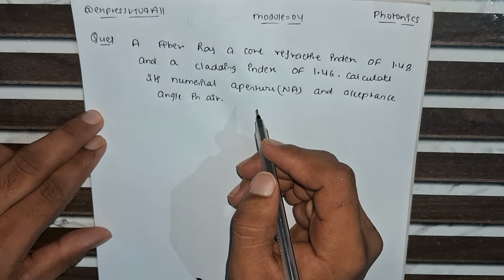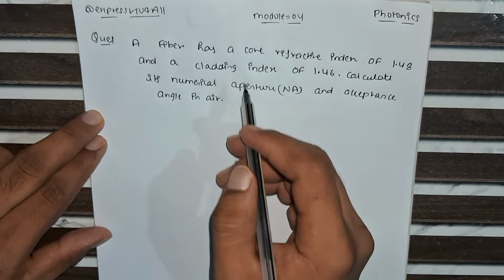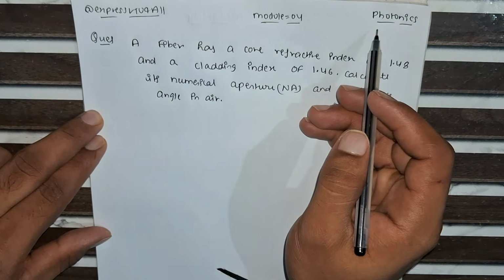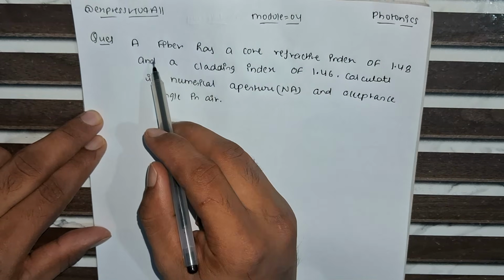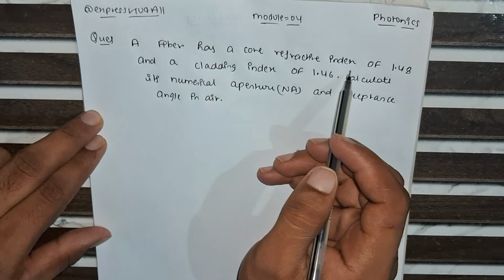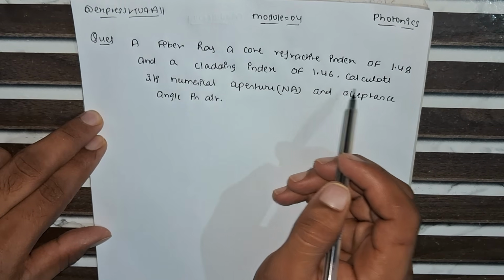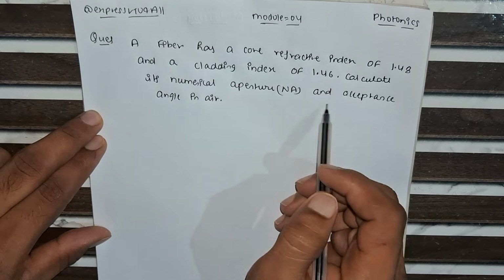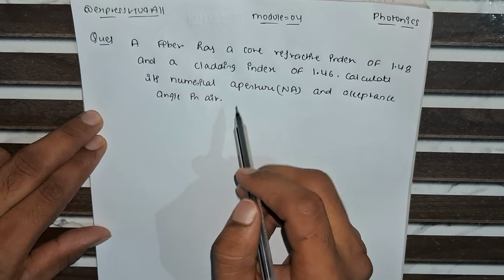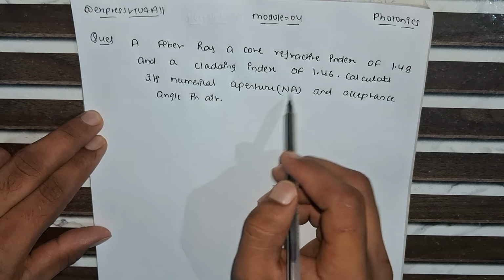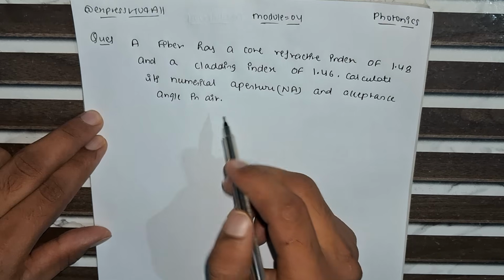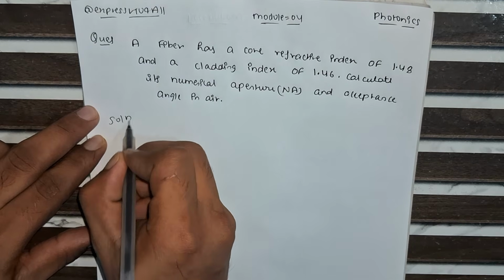In this video, we are going to solve a very important problem from Module 4 which is based on photonics. So the question is, a fiber has a core refractive index of 1.4 and a cladding index of 1.46. Calculate its numerical aperture and the acceptance angle in air. So in this question, we have to find the numerical aperture, which is NA, and the acceptance angle in air. So let's solve this problem.